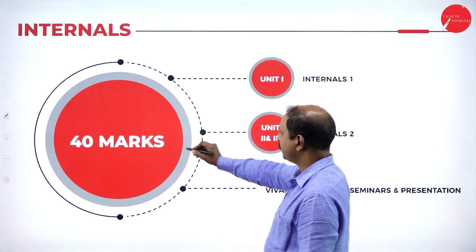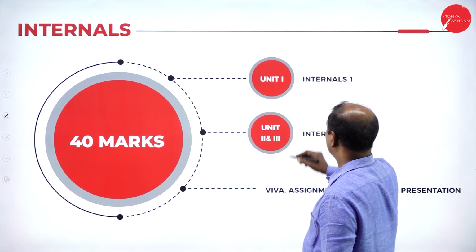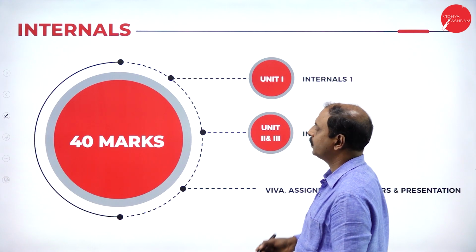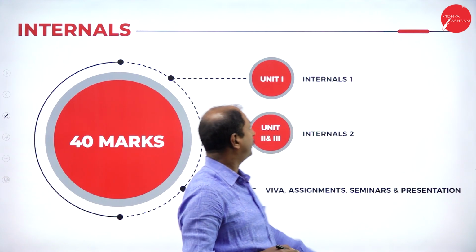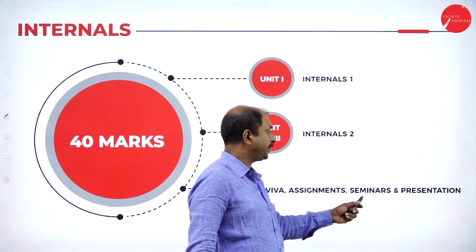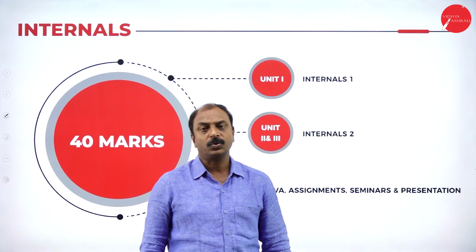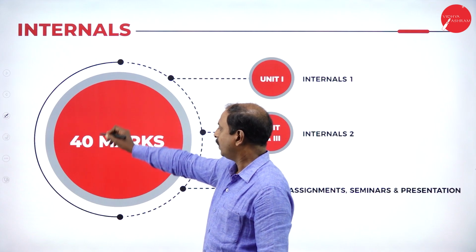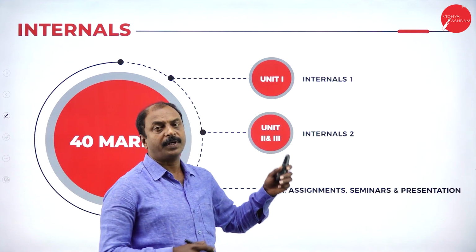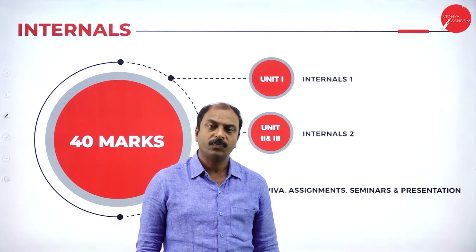As far as internals are concerned, the internal is for 40 marks. Here we are going to have Internal 1 and Internal 2. There are 2 internals, and that is for 30 marks, and another 10 marks for your viva, assignment, seminar and presentation. So totally the internal is for 40 marks. This is how we have divided the internals into different sections.